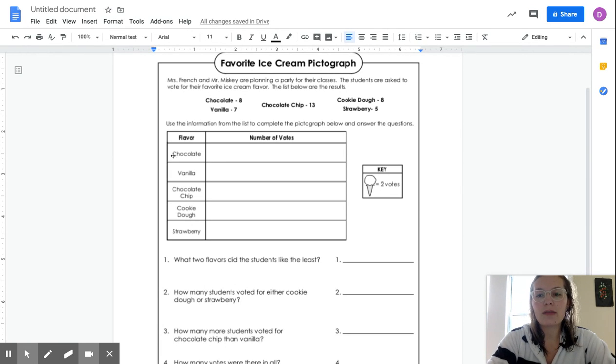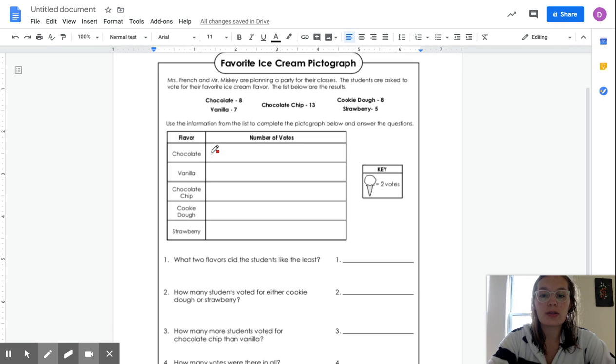Okay, so here we have the flavor chocolate. Number of votes. All right, here it says chocolate, 8 votes. In a pictograph, instead of doing tally marks or filling out a bar, you have to draw a picture, and our key tells us it's an ice cream cone for the votes. However, remember, we have to look at the key to figure out what each picture represents. And in this pictograph, 1 ice cream cone stands for 2 votes. So if there are 8 votes for chocolate and 1 ice cream cone stands for 2 votes, how many ice cream cones am I going to need to show 8 votes?